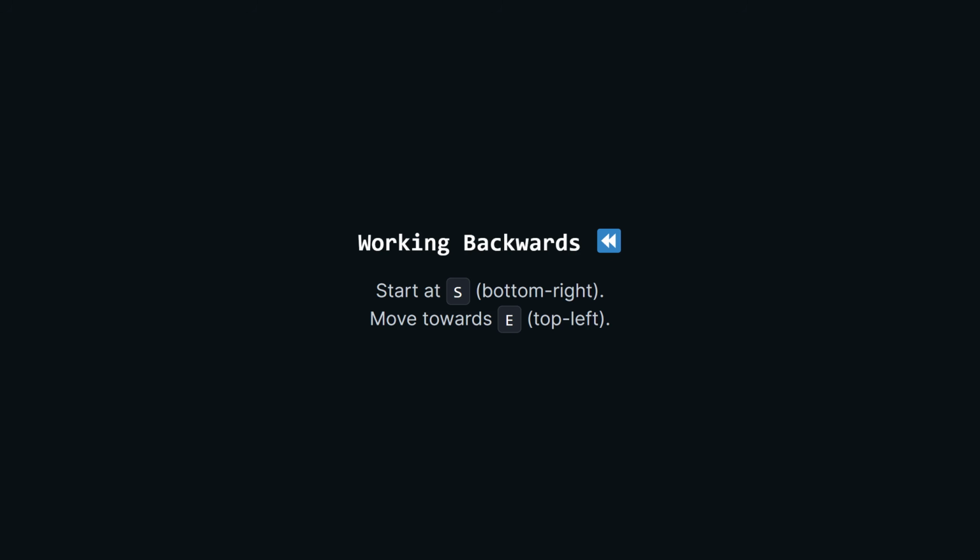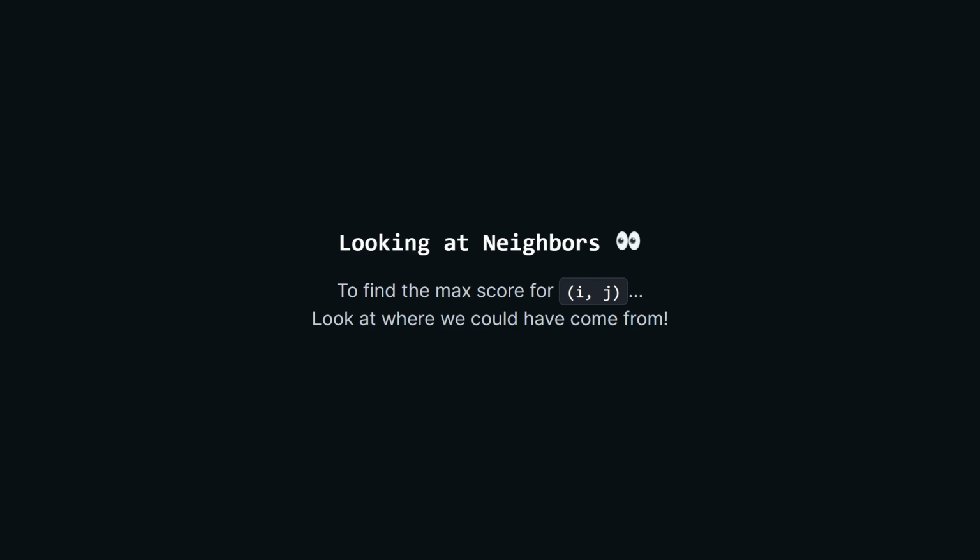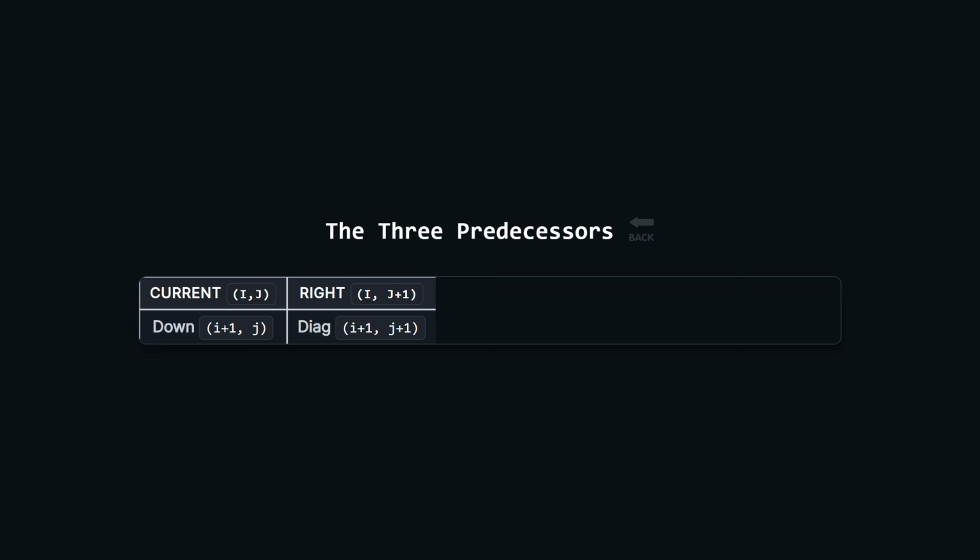Since we know the start is always at the bottom right, it makes sense for our code to loop backwards, evaluating cells from the bottom right all the way up to the top left. When we are looking at a specific cell, how do we know the best way to get there? We just look back at the three neighbors we could have possibly stepped from to arrive here. Because we are moving up and left, the cells that lead into our current spot are the one directly below us, the one directly to our right, and the one diagonally below and right.